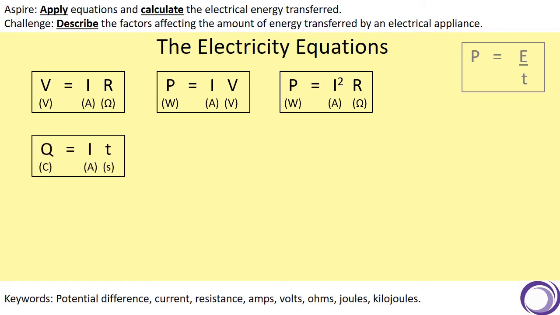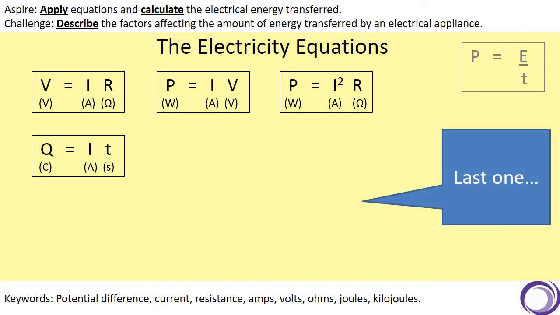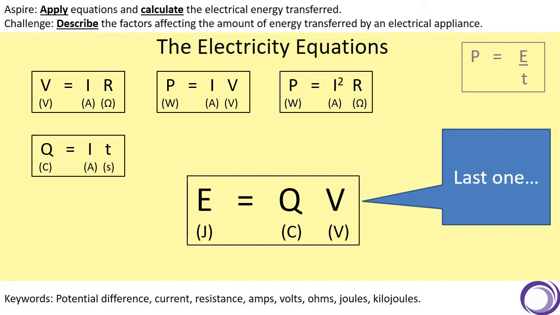We've got the charge equals current times time. Q equals IT. Which leaves us with one more that we're going to cover, and then we've covered all of them. Energy equals charge times potential difference. Now, if you know what power is, so power equals current times potential difference, you could substitute that into the energy equation, and that's where the E equals QV comes from.